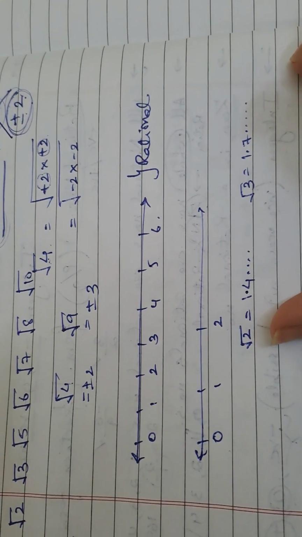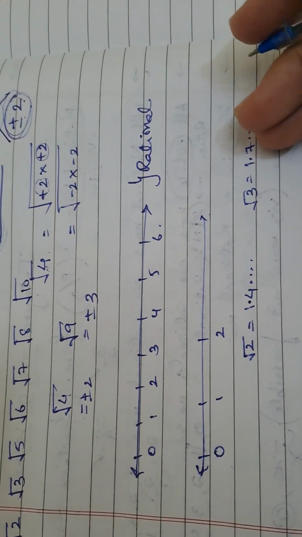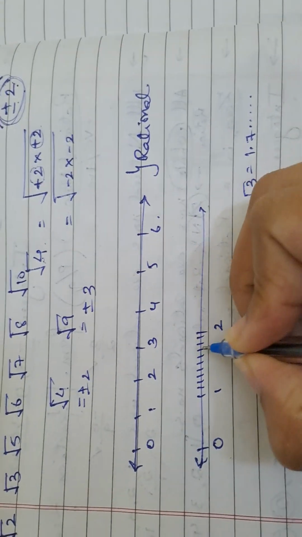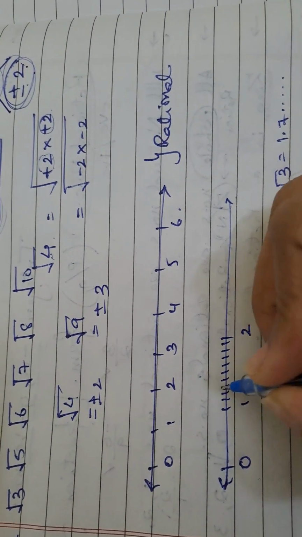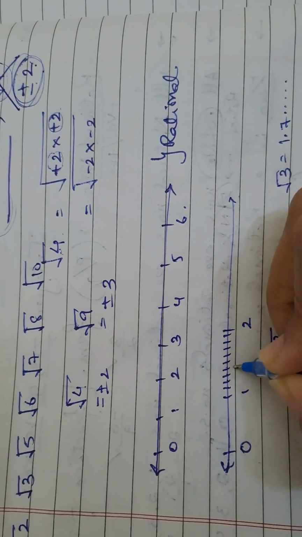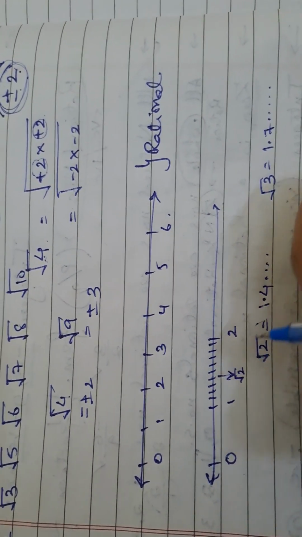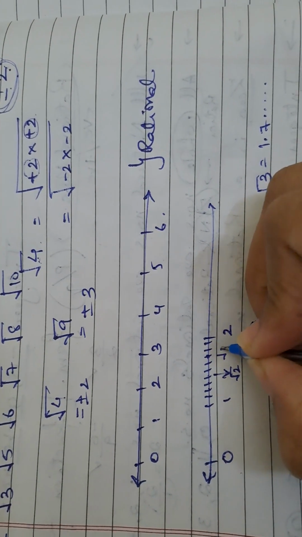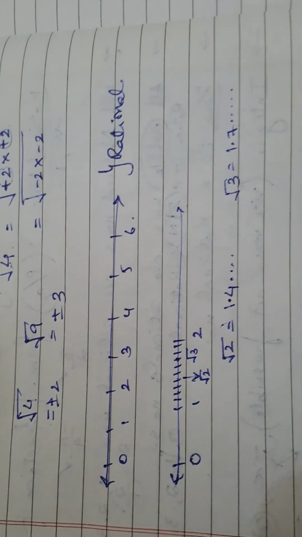It's a very long value, not exactly 1.7. If it were 1.7, I could make 1, 2, 3, 4, 5, 6, 7, 8, 9 divisions, and root 2 would come at about 1.4, here, and root 3 would come at 1.7, somewhere here. But these are not exactly what the values are.